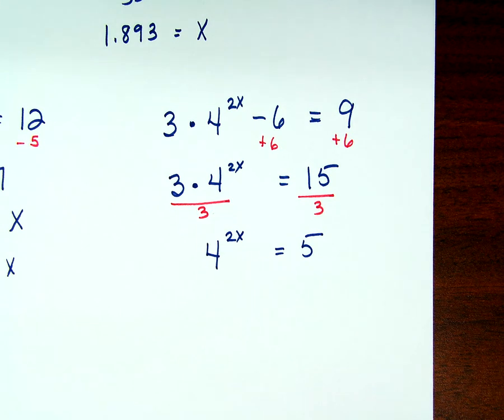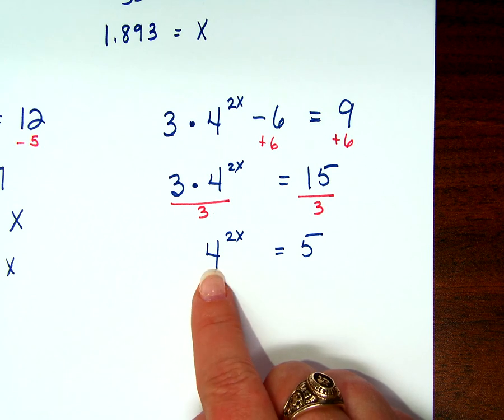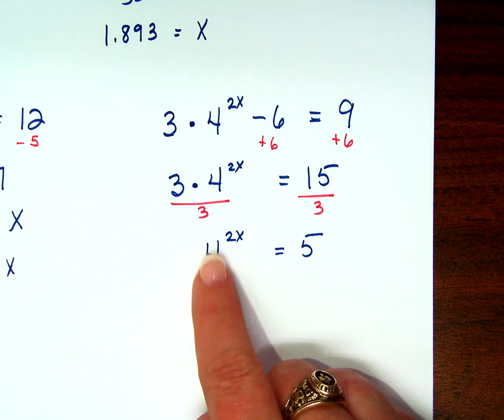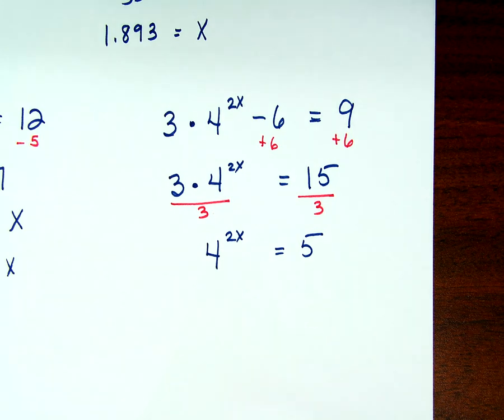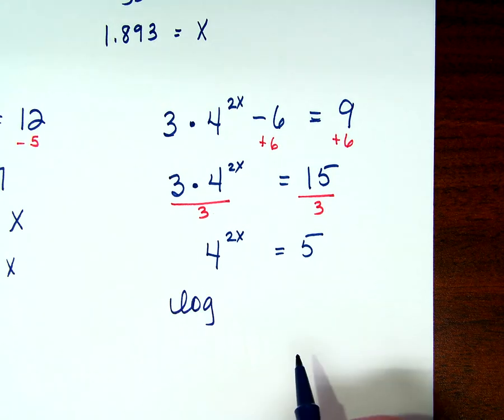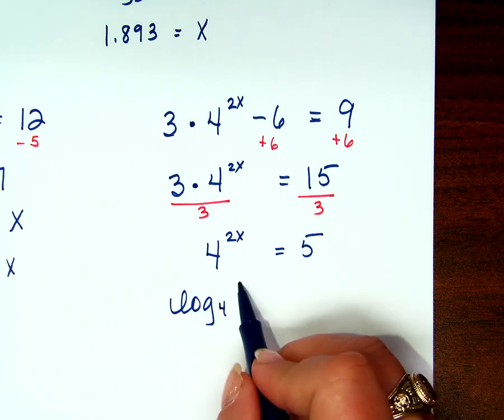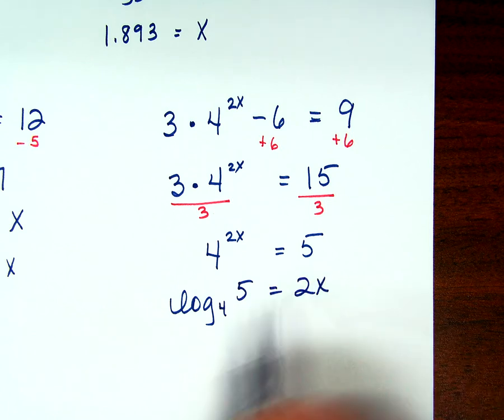Is the base isolated? Yes. Right? I know there's a 2 in the exponent. I didn't ask if the exponent was isolated. I asked if the base was isolated. Is there anything being added, subtracted, multiplied, or divided to the base? No. So it is by itself now, right? So if it's by itself, where do we want to go now? Logarithmic form. So log base 4 of 5 equals 2x.